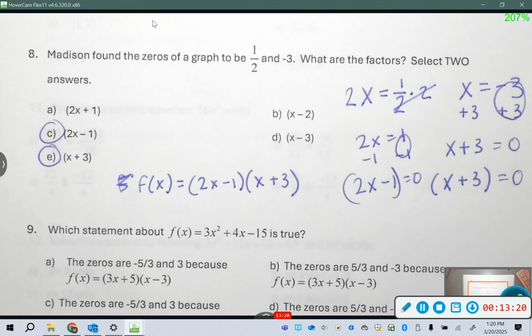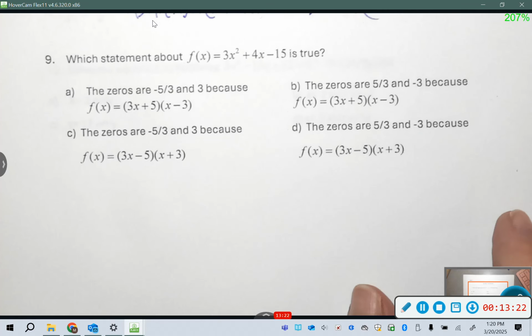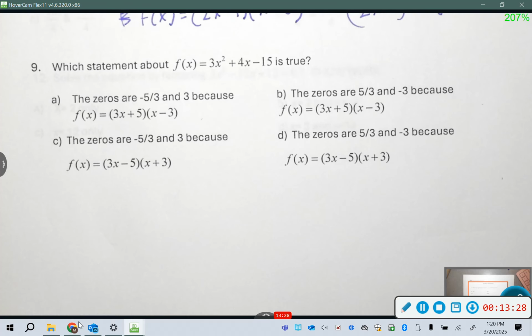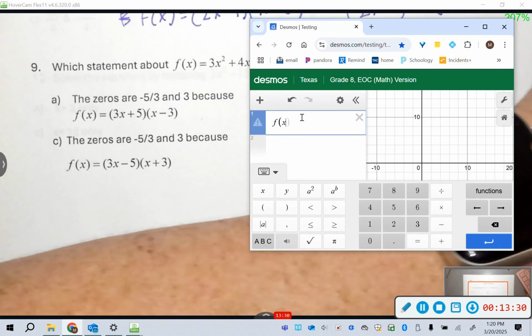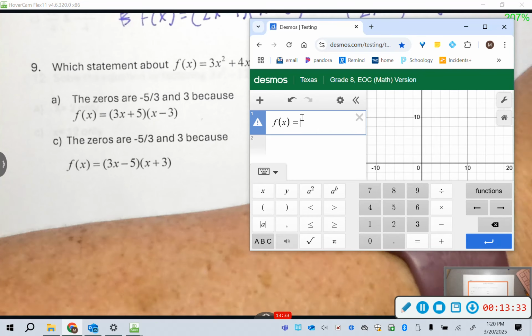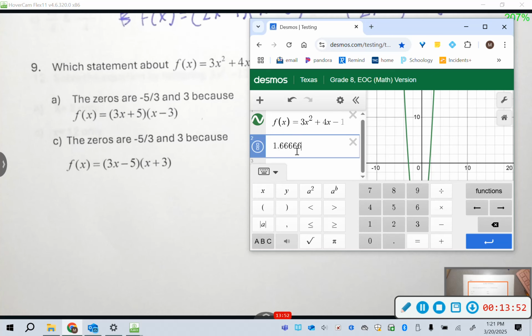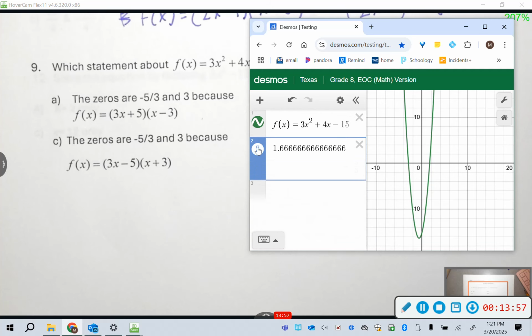Okay, let's look at number 9. It says, which statement about f of x equals this is true, and it gives me options. So we're going to go ahead and just type it in our calculator. So I know f of x equals 3x squared plus 4x minus 15. So I have this, and I want you to realize I have a solution at negative 3 and 1.6 repeating. So I could do 1.6 repeating. See how the fraction thing disappears? When it pops back up, I can click it again, and it's 5/3.